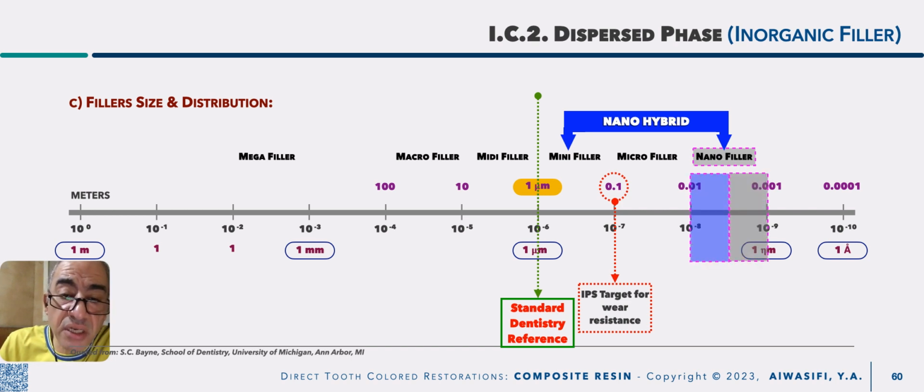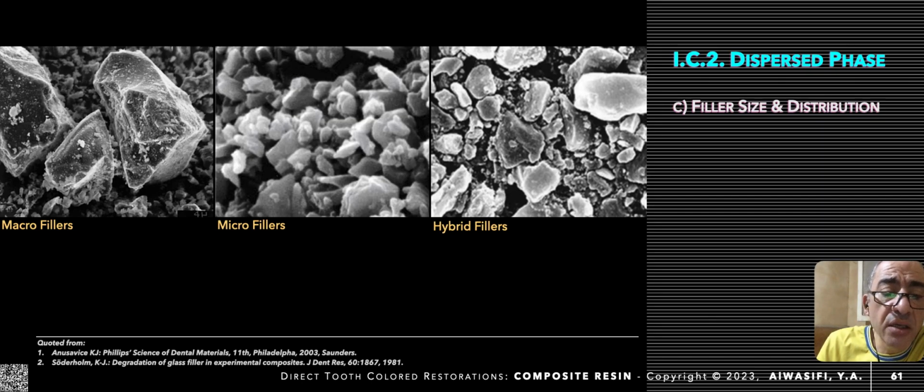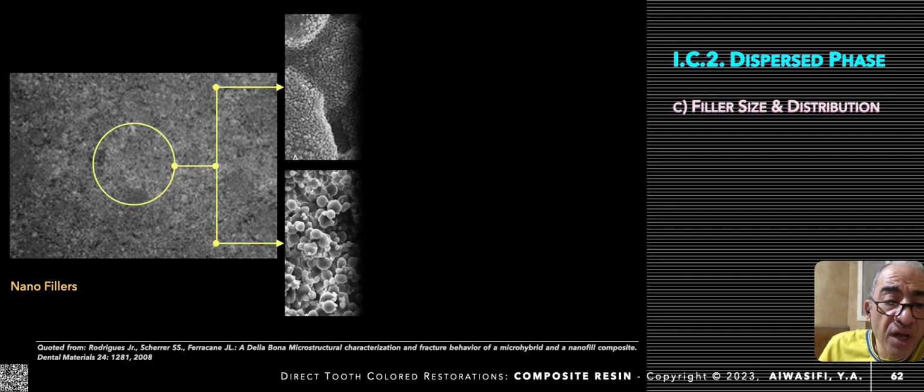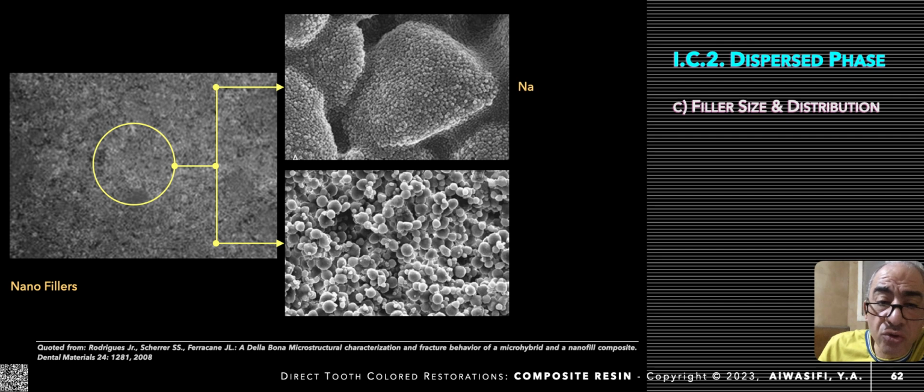And this is finally the true nano one. Okay, this is a scanning electron microscope showing the difference between filler sizes of macro, micro, and hybrid. Okay, this is the nano fillers, which may be in a form of either nano cluster or true nano.